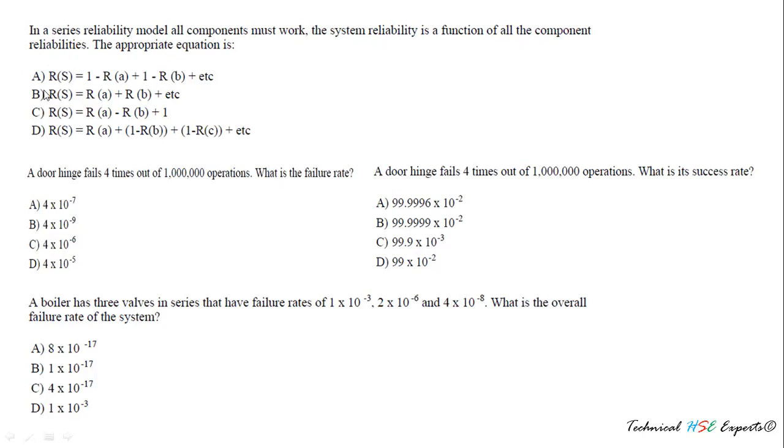See here, a door hinge fails 4 times out of 1 million operations. What is the failure rate? Write down the formula. Failure rate is equal to number of failures divided by total number of operations.